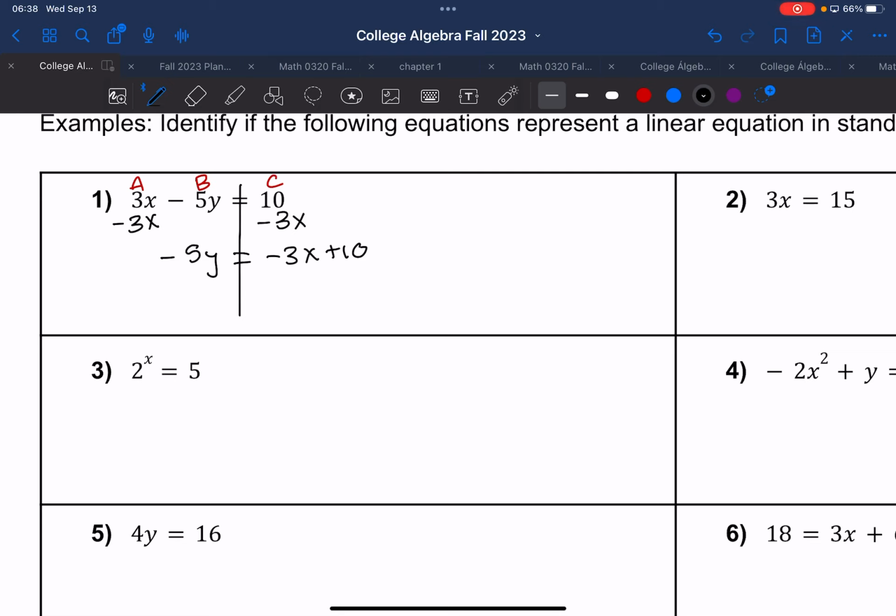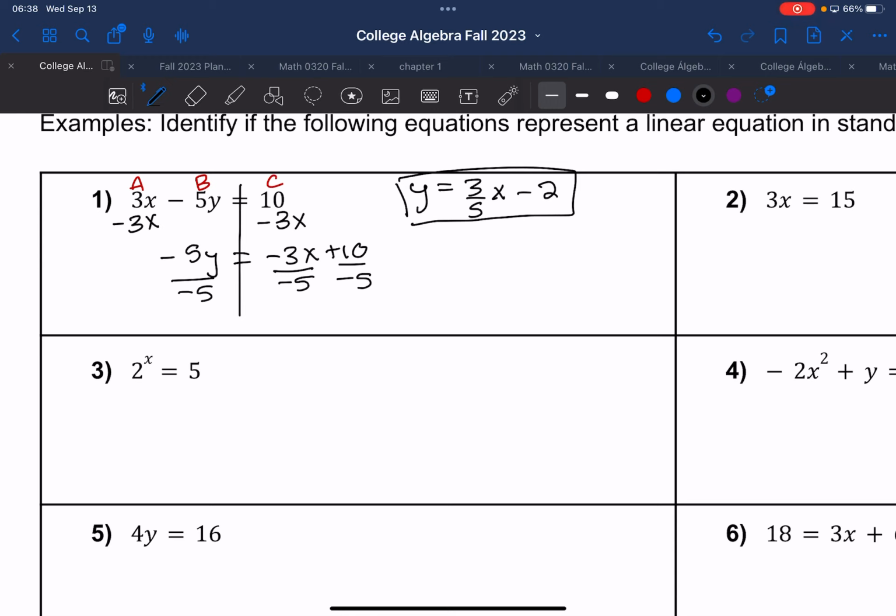Okay. What would be our last step to get y by itself? Good. Divide by negative 5, and that's going to be every term by negative 5. So then I'm left with y is equal to negative 3 over negative 5. I'm just going to cancel out those negatives and leave it as the fraction 3/5 x. And then 10 divided by negative 5, negative 2.